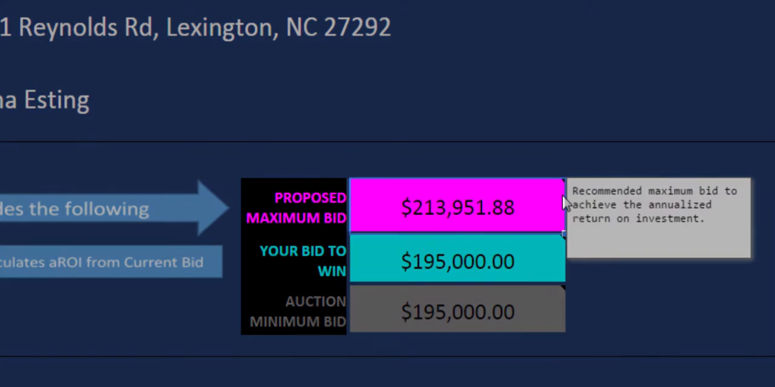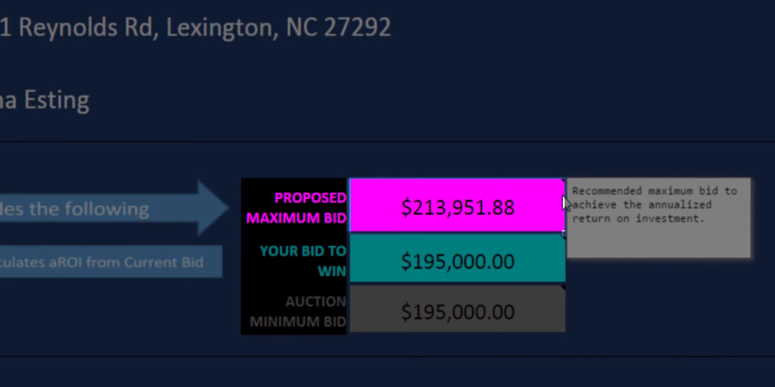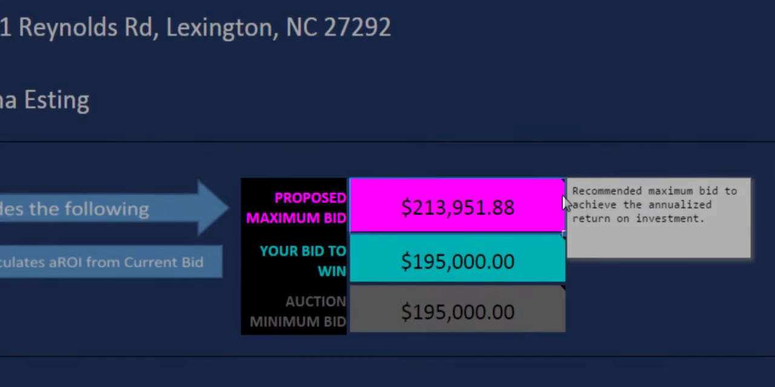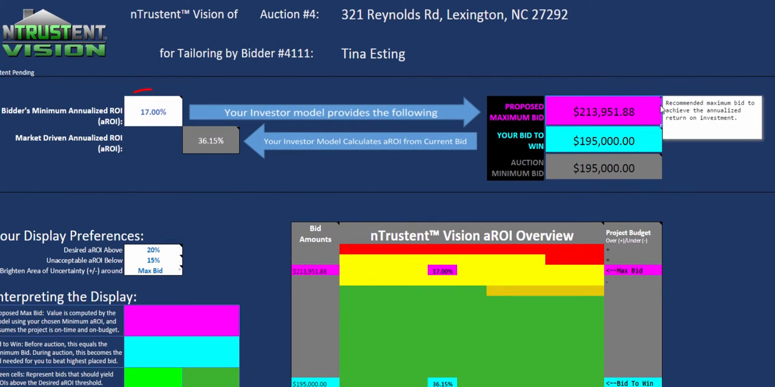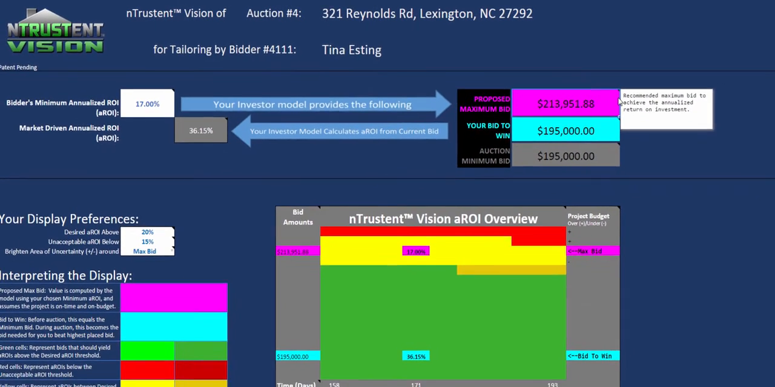First, let's look here. This is the proposed maximum bid. If you want to achieve that 17% ROI, we recommend that you don't bid more than this. The number will adjust as we enter more information, but this is your abandon ship recommendation. In the end, it's up to you, and we give you enough information to make that decision comfortably.